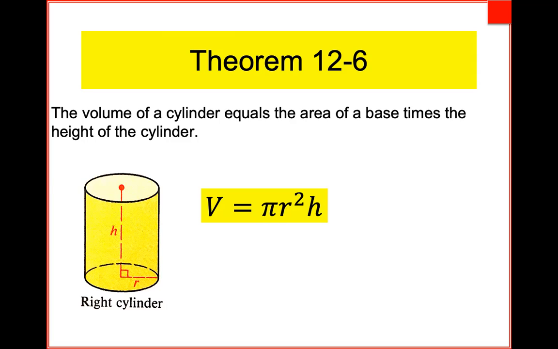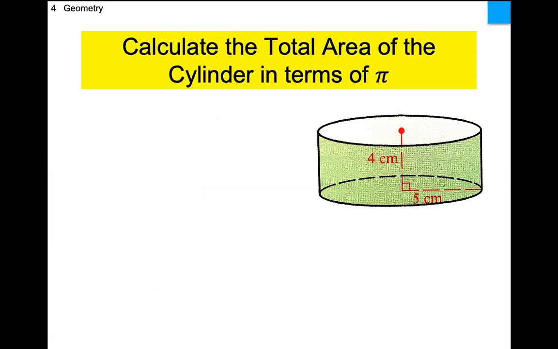We'll just do a couple of examples. They're not too complicated. As I look at all the homework tonight, it looks like nearly everything you do, they want you to leave things in terms of pi. So they don't actually want you to multiply by the 3.14. They want you to leave pi as pi. So let's do this one. Calculate the total area of the cylinder in terms of pi. That just means leave pi as pi.